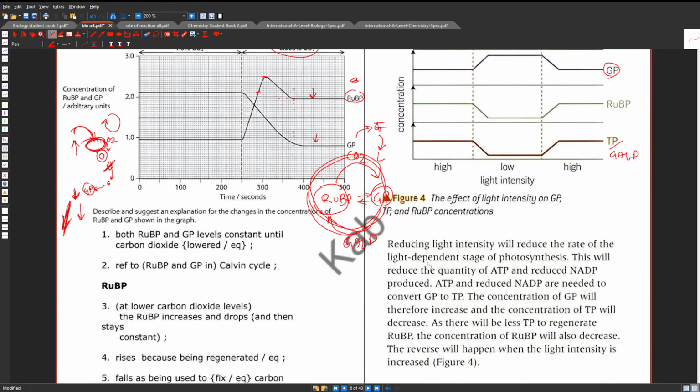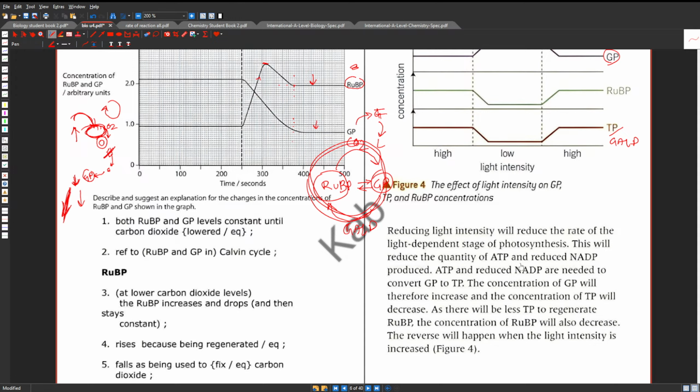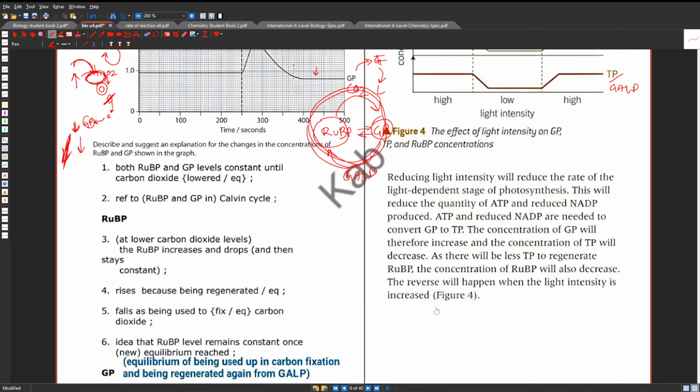Reducing light intensity will reduce the rate of light-dependent reactions of photosynthesis. This will reduce the quantity of ATP and reduced NADP produced. ATP and reduced NADP are needed to convert GP into TP, so the concentration of GP will therefore increase and the concentration of TP will therefore decrease. As there will be less regeneration of RuBP, the concentration of RuBP will also decrease. The reverse will happen when the light intensity is increased.